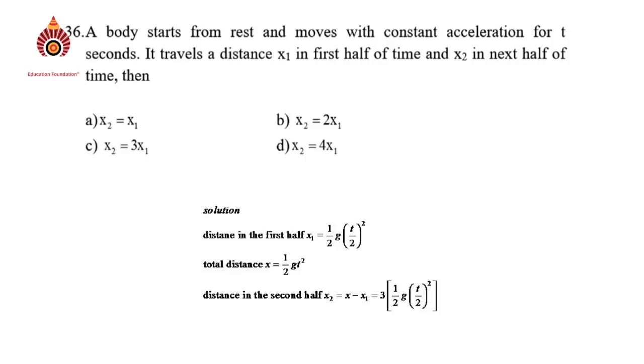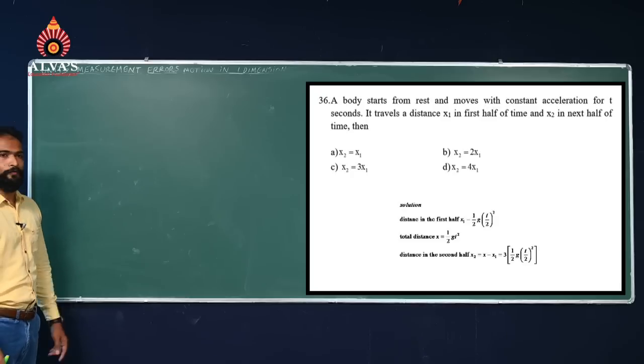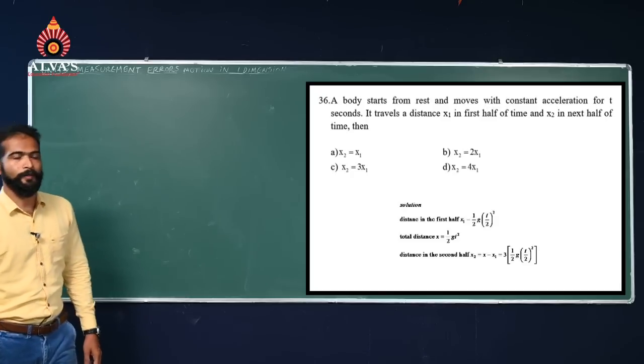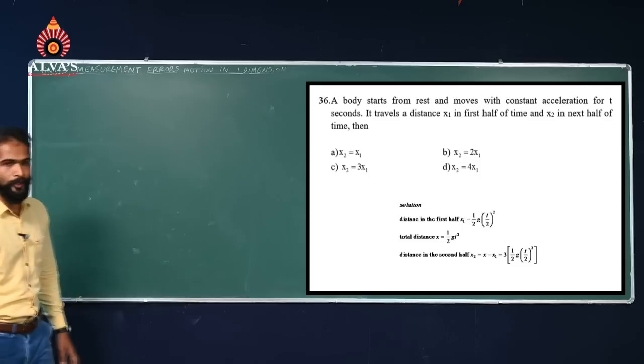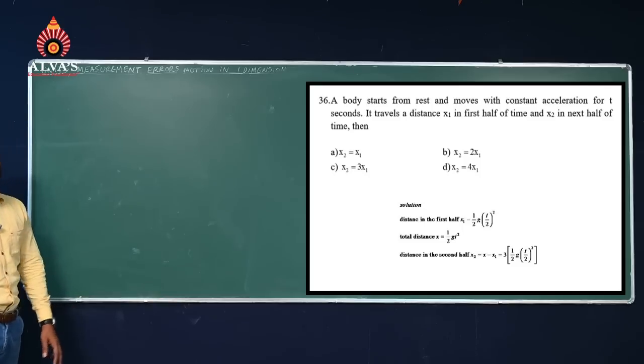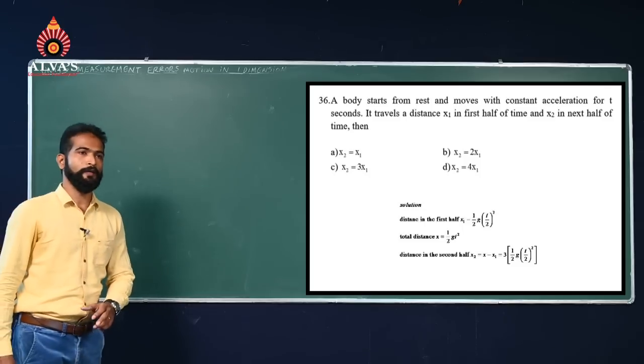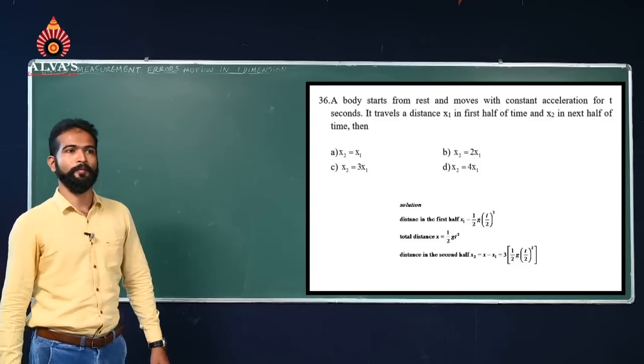Next question 36. A body starts from rest and moves with a constant acceleration for 40 seconds. It travels a distance of x1 in the first half of time and x2 in the next half of time. Then you have to find the relation between the distance travelled in the first part and the distance travelled in the second part. I already told you in question number 13, you can use the same concept because the time in the first part is same as the time in the second part.